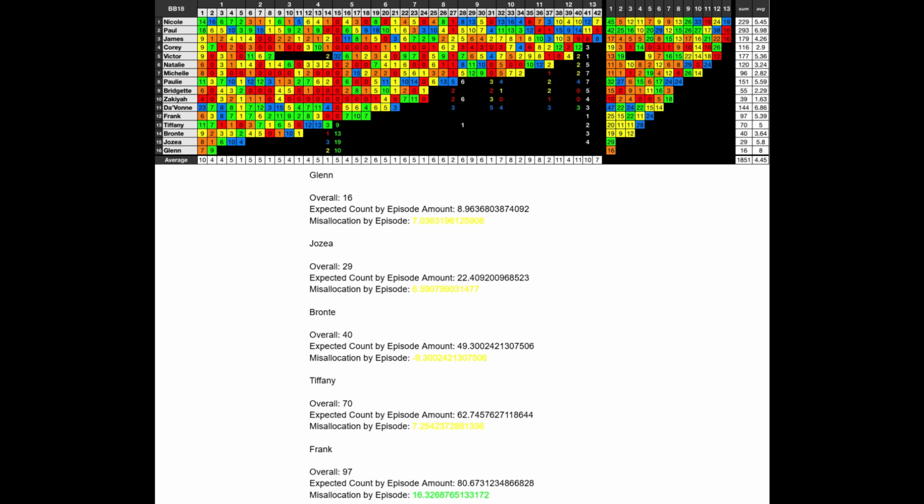Bronte got 40 diary rooms, and her expected count by episode amount is 49.3. She just misses the under misallocated amount, as she has a negative 9.3 misallocation by episode. Tiffany has 70 diary rooms, and her expected count by episode amount is 62.74, causing a 7.25 misallocation by episode. So she is in the range of most pre-jurors, where they are all relatively evenly distributed.